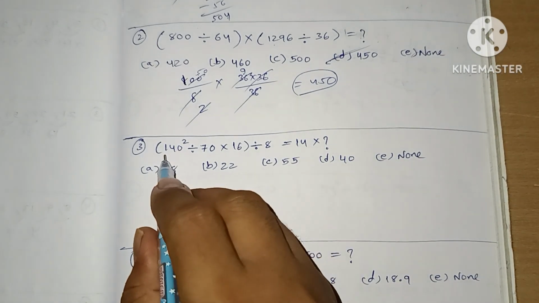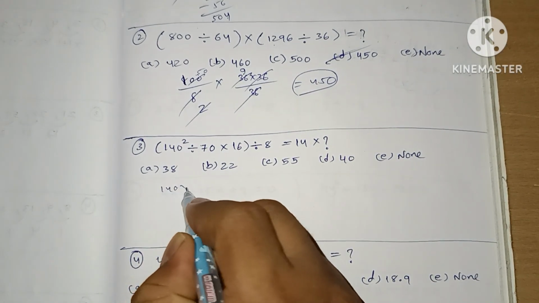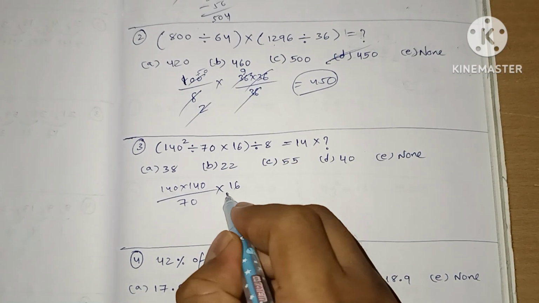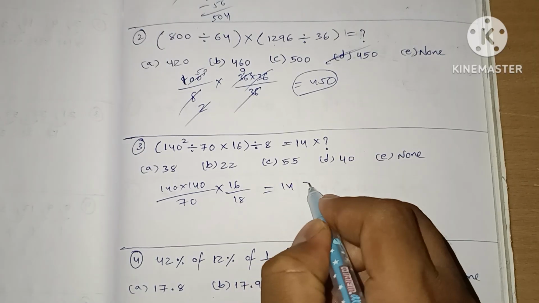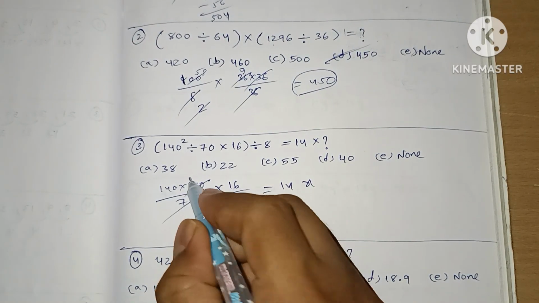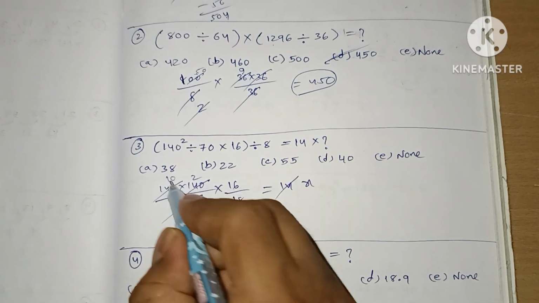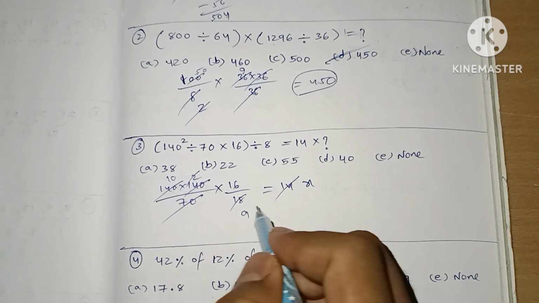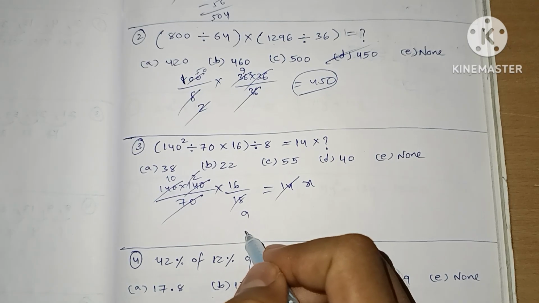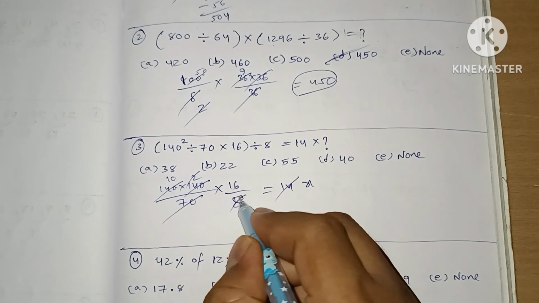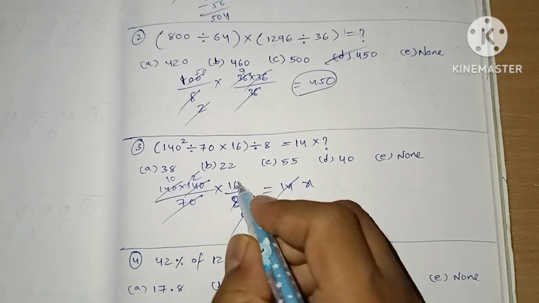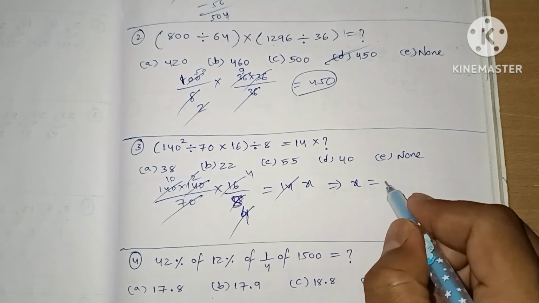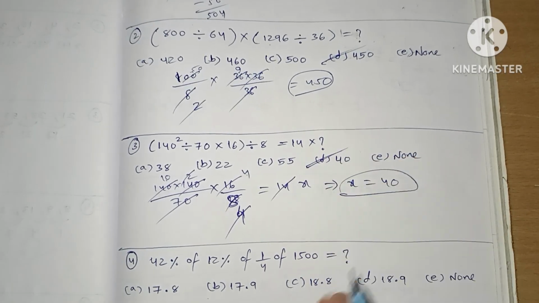Next, here 140 square means 140 into 140, divided by 70 into 16, whole divided by 18 equals 14x. So 72 times 14, 10 times 2, 9 times. Wait a second, it is not 18, it is 8. 2 4 times, 4 4 times. So what we are left with is x value is 10 into 4, 40. So the answer is 40. Option D is our answer.